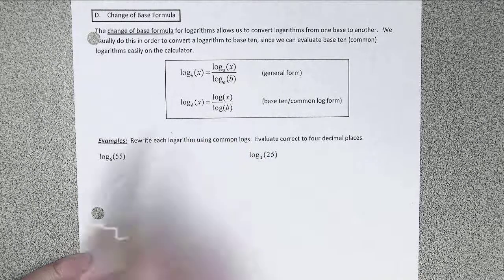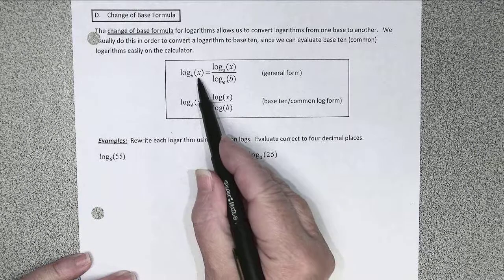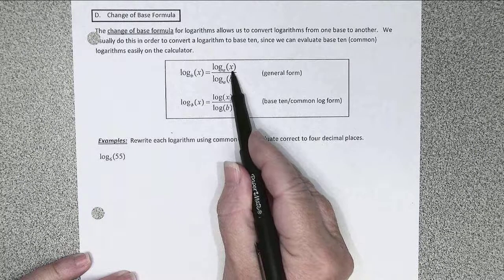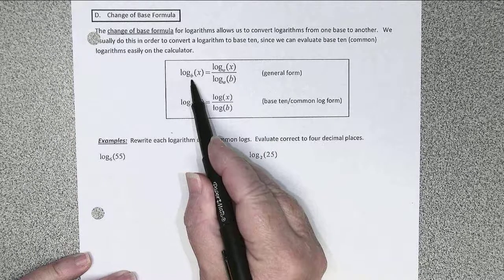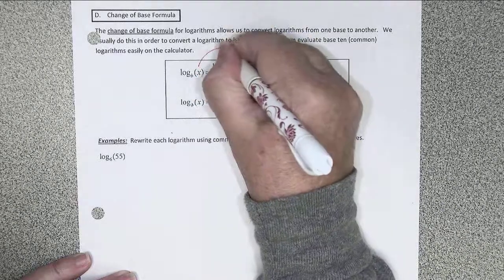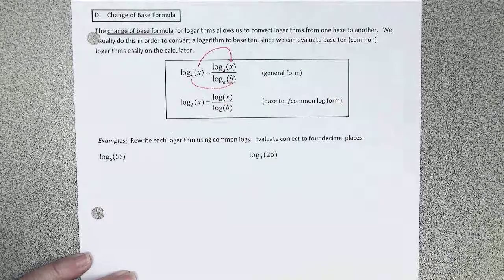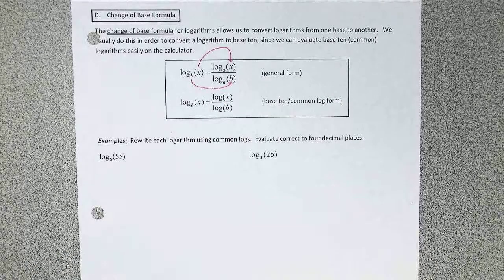A is whatever new base you want to change to. And notice the argument is still the argument on top. The old base is now the argument on the bottom. Typically, the way this was most often used was to change everything to log base 10, because those we have on our calculator and have had for a long time.